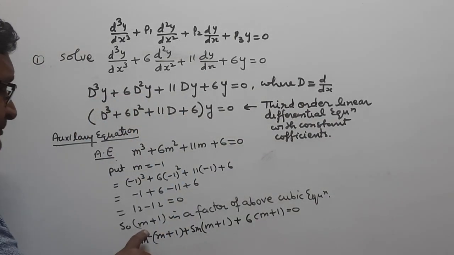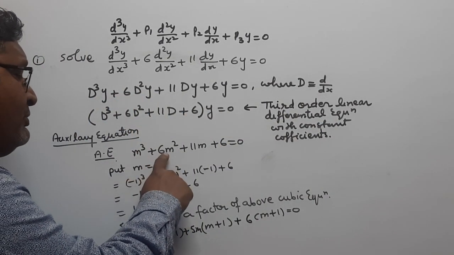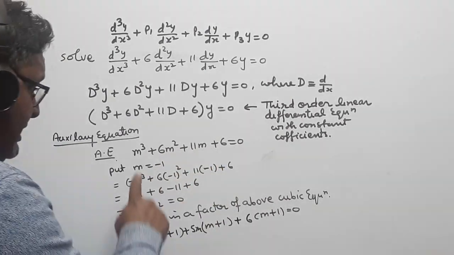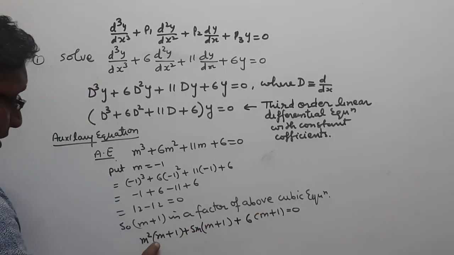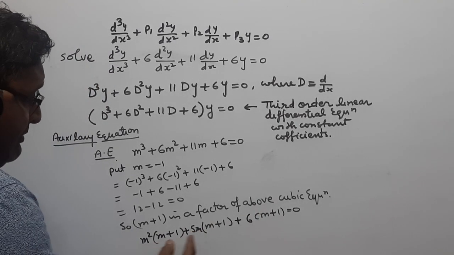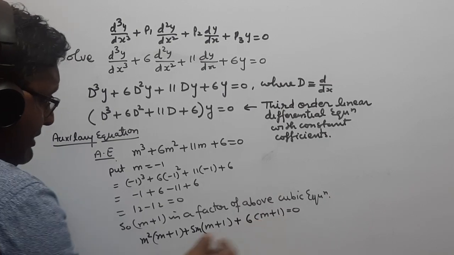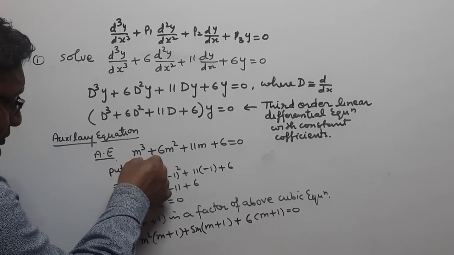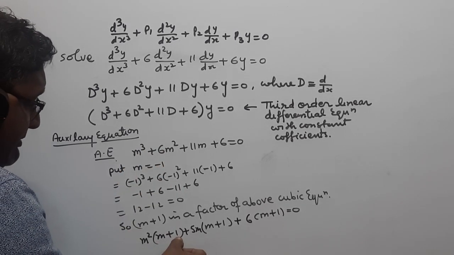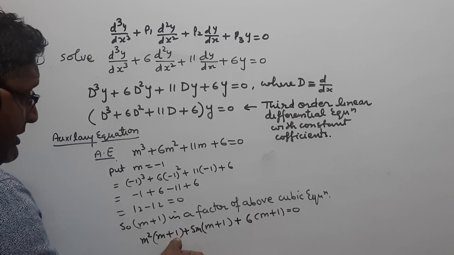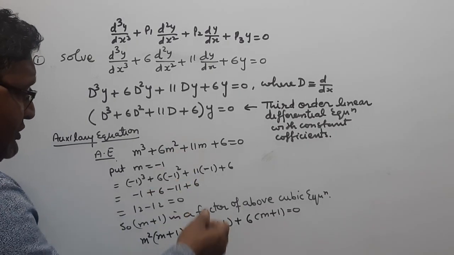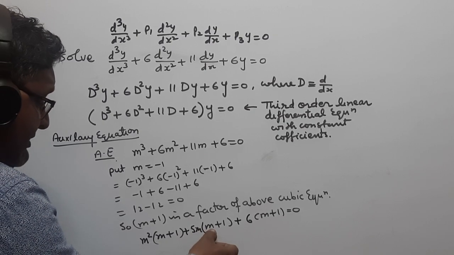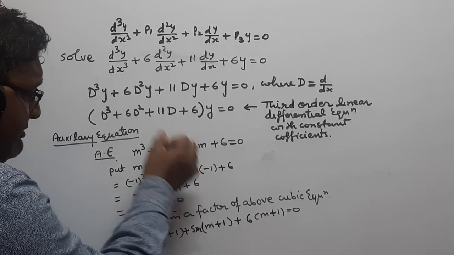So you can see here, if we divide this m cube plus 6m square plus 11m plus 6 by m plus 1, we get this. Here is m cube, so m multiplied by m square gives m cube. Here m square multiplied by plus 1, we get plus m square. But here is 6m square, so 5m square is less. So we multiply plus 5m by m, we get 5m square, and with this m square, we get 6m square.